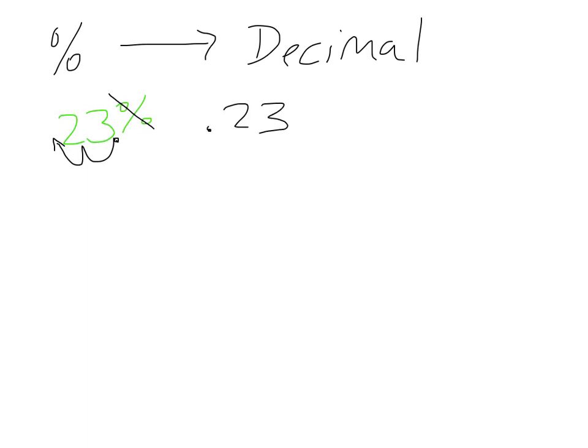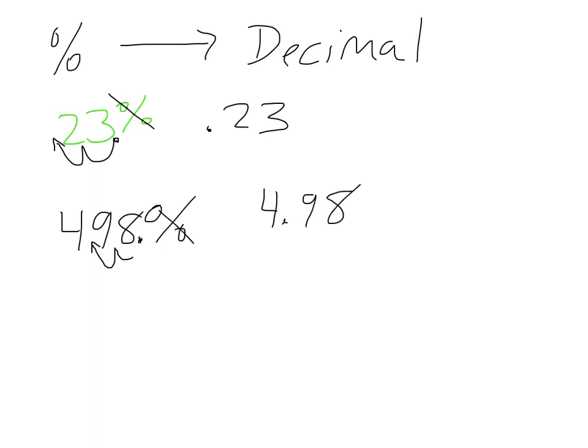So what if you've been given 498%? What is that as a decimal? Well, remember the decimal is invisible right there. Move it 2 places to the left, 4.98, and I drop the percent sign.